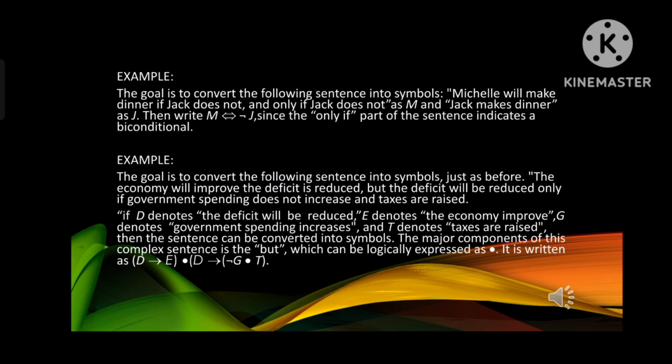It goes this way. If D denotes the deficit will be reduced, E denotes the economy improves, G denotes government spending increases, and T denotes taxes are raised, then the sentence can be converted into symbols. The major component of this complex sentence is the but, which can be logically expressed as and. It is written as D if then E, and D if then not G and T.